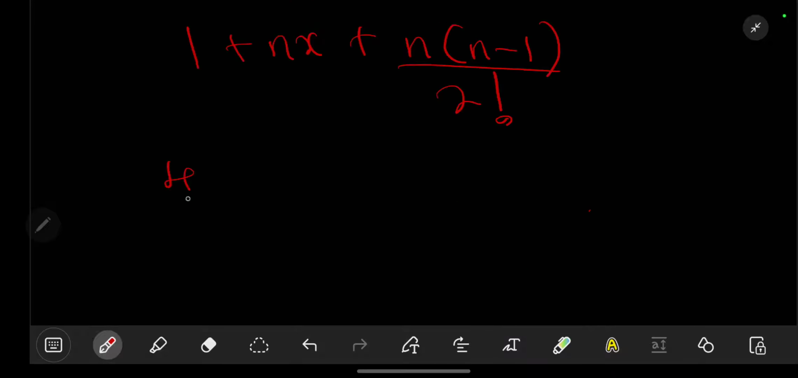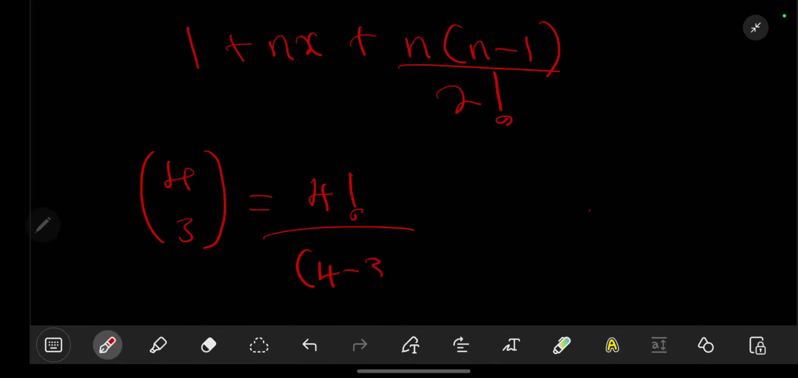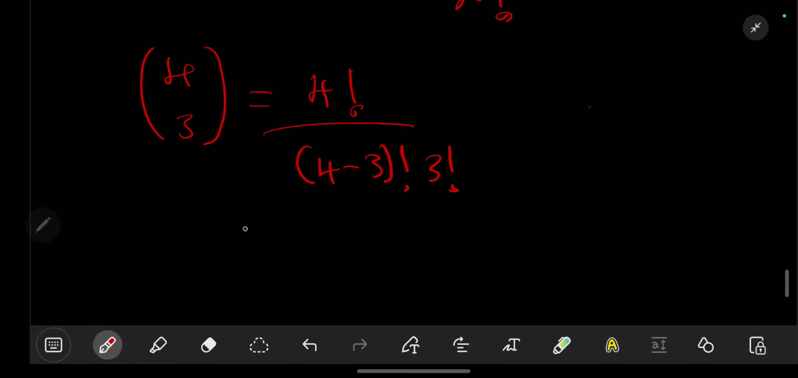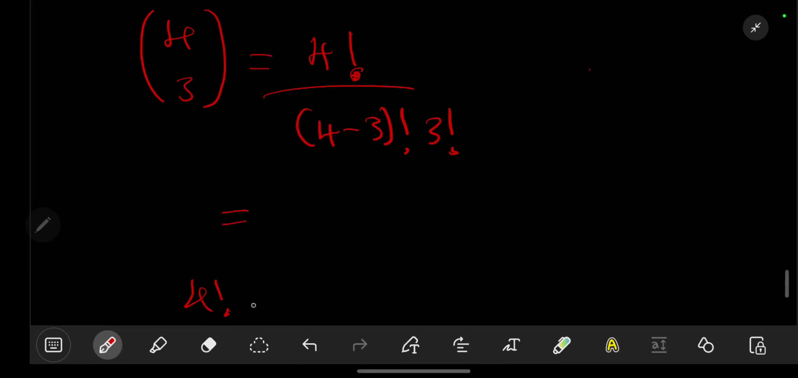For the next term, we have 4 combination 3. So this should be equal to 4 factorial over (4 minus 3) factorial, 3 factorial, like that. So this is going to give us, so remember, we have 4 factorial is equal to 4 times 3 times 2 times 1, like that.